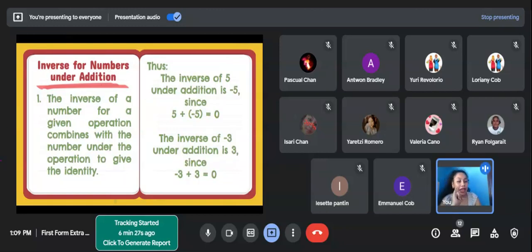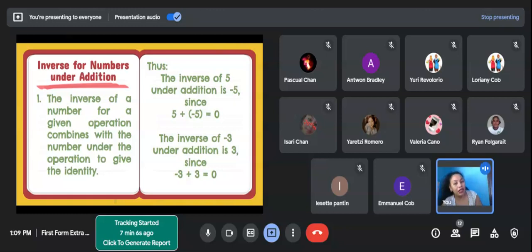So now let's talk about the inverse. We have the identity for addition and multiplication. Now we want to talk about the inverse for addition and multiplication. When you hear the word inverse, you want to think about the opposite, al revés, right? The opposite. So when I talk about the inverse for addition, I think about zero. Remember, identity talks about zero for addition. So for the inverse, we're going to talk about zero as well.